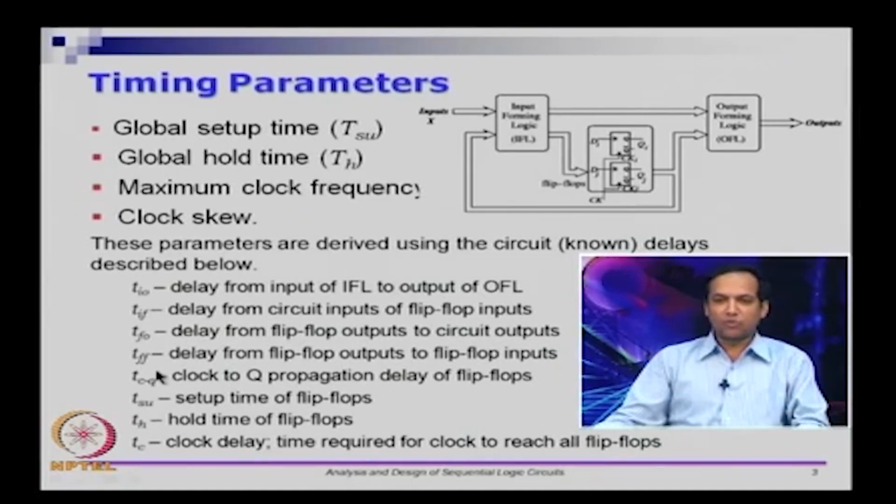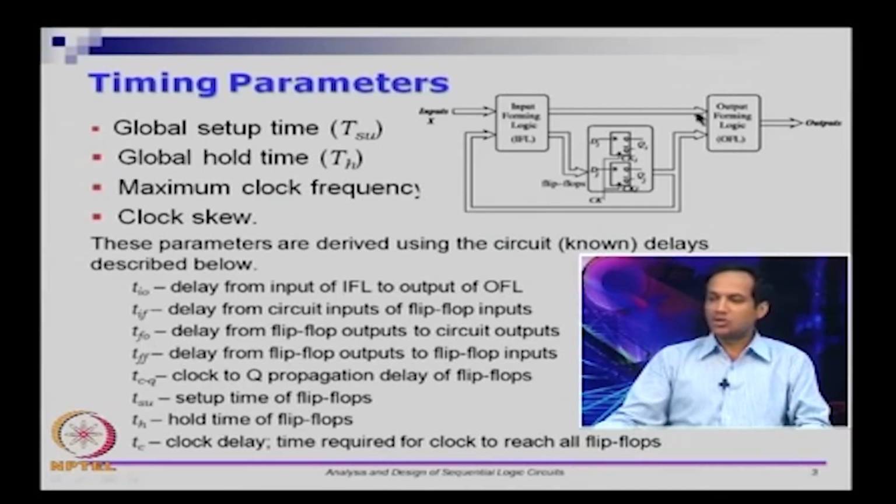So, let us see these 4 parameters. I to O means the delay that it takes to go from the input, a change in input, through the input to output logic to the output. I to F delay is from the inputs going through the input forming logic, how long does it take to appear as input to the state register, that is called I to F. So, the moment there is a change in the flip flop's output, how long does it take to go to the output, that is called F to O delay.